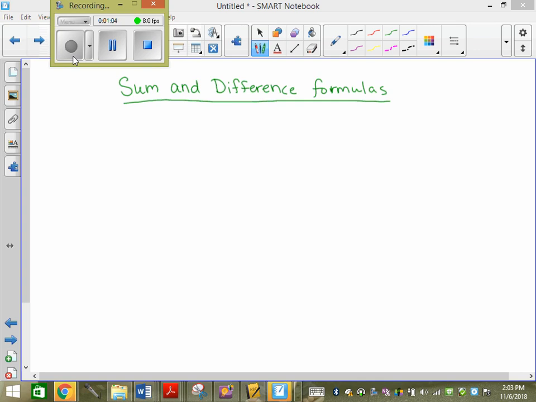But what happens if I ask you for something like sine of 15? If I ask for just sine of 15, you could type it into your calculator and give me an answer, correct? But if I ask you for the exact value, we're in trouble, right? Because 15 isn't one of the arms on the unit circle, is it? So we're going to use sum and difference formulas.